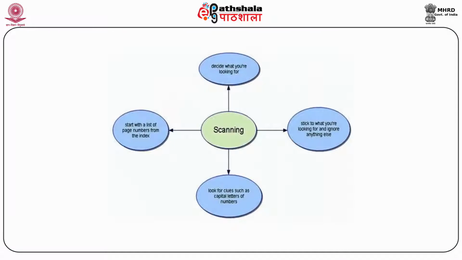Under scanning, one has to decide what one is looking for. Stick to what one is looking for and ignore anything else. One has to look for clues such as capital letters or numbers. And lastly, start with the list of page numbers from the index and then scan quickly through the text.